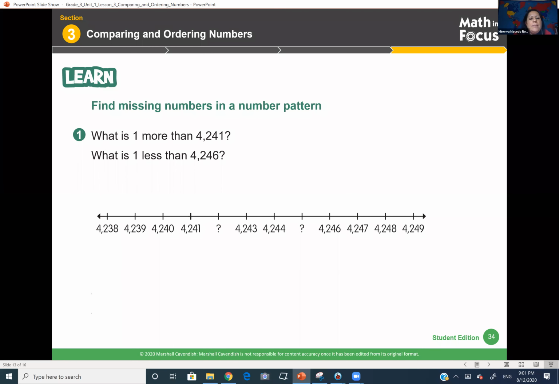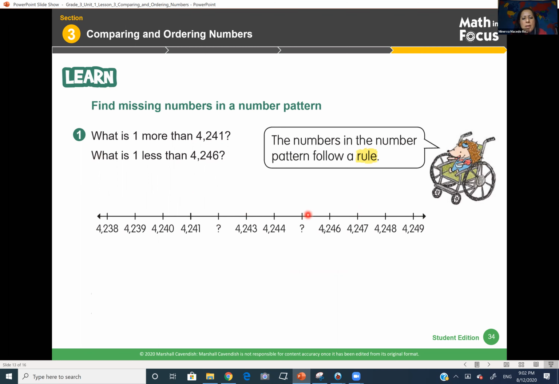Let's try to find the missing numbers in a pattern. So let's see what is more than 4,241 and what is less than 4,246. Now, if you notice, we have here a number line, and our number line has a couple of missing numbers. So the first thing we need to know is to find the rule. The number in the number pattern follows a rule.